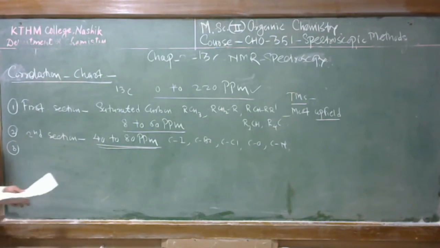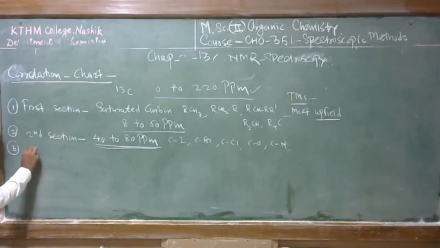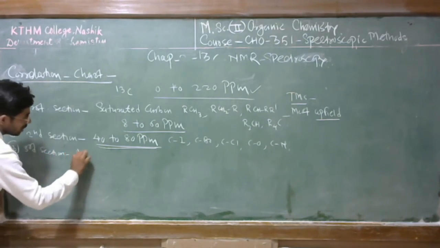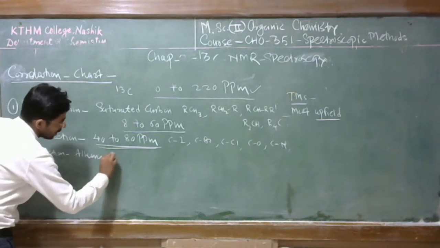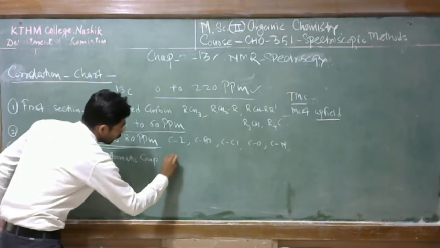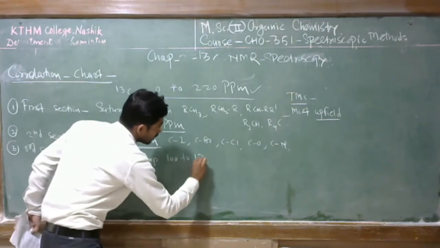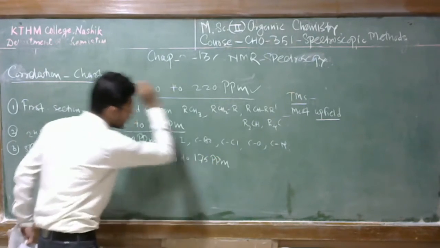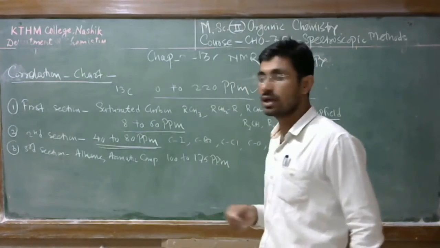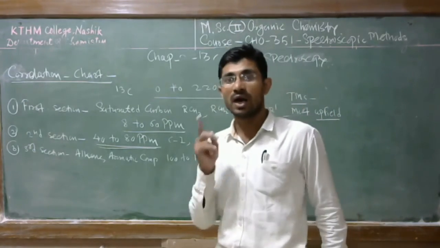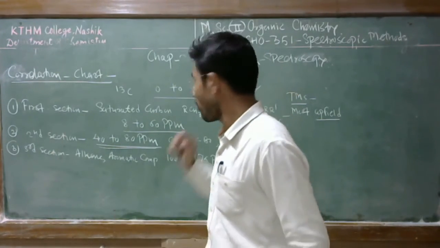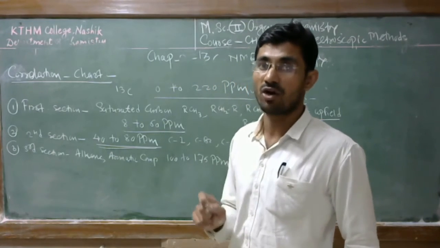And the third section includes alkene and aromatic compounds. From 100 to 175 ppm, in this range we can observe the chemical shift values of alkene carbons and aromatic ring carbons. Okay, so this is the third section.